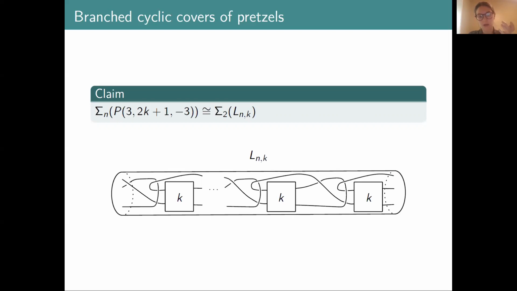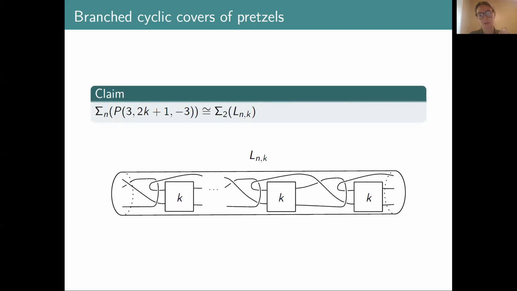It depends on 2 parameters, the index of the branching and the number of twists in the pretzel knot. Here it is in a cylinder. So it's not a knot. It's just a bunch of strands in a cylinder. But if I close up the cylinder, as you would a braid, I'll get a closed link. So those are the links that I'm talking about.